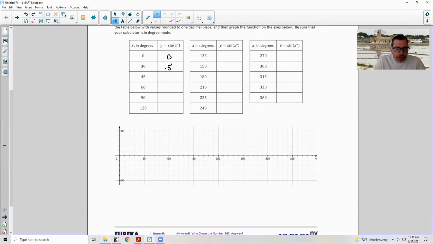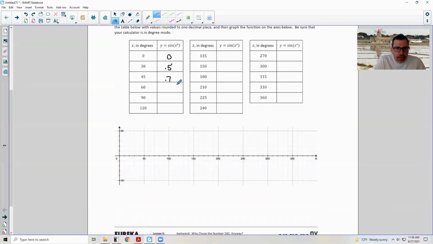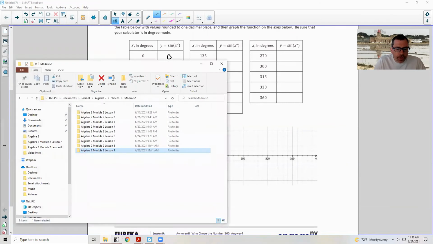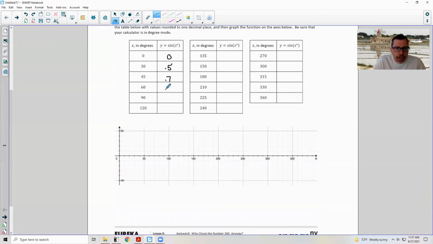Sine of 45 is root 2 over 2, so sine of 45 should be that decimal, which is 0.7. Sine of 60 is root 3 over 2. And what is the square root of 3 over 2? 0.866. That would be 0.9 rounded to 1 decimal place. Sine of 90 is 1. And then we're going to repeat these values getting back to 0.